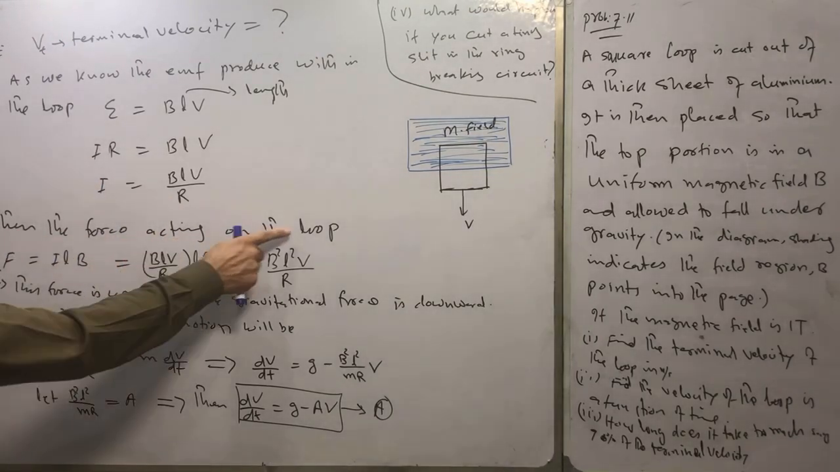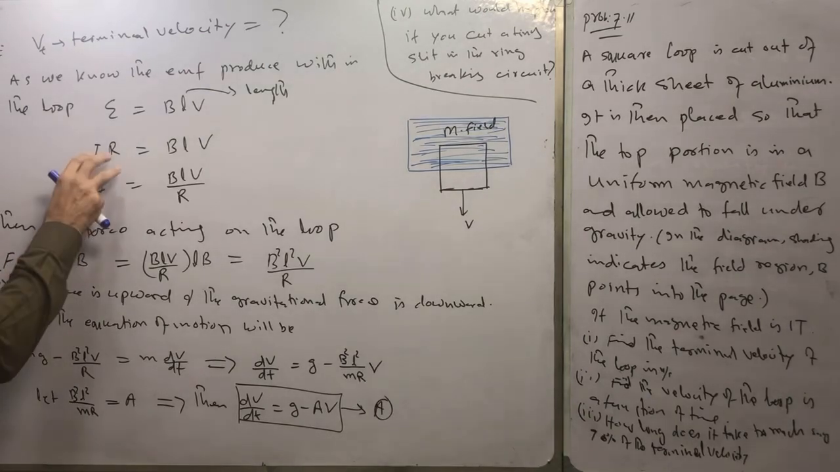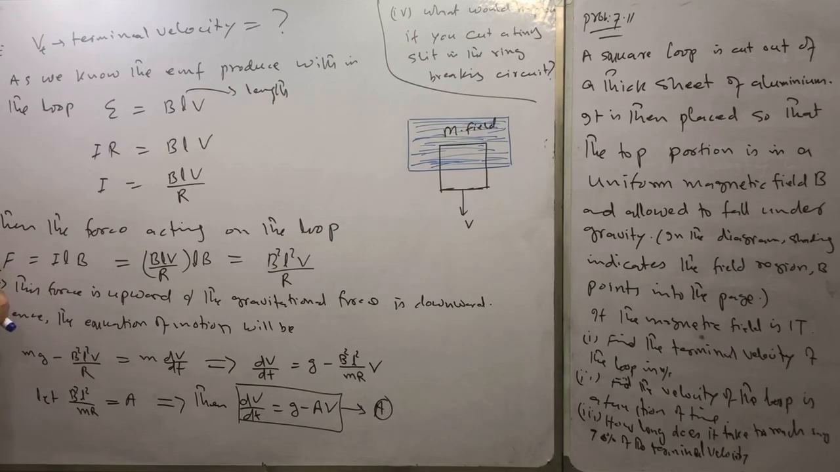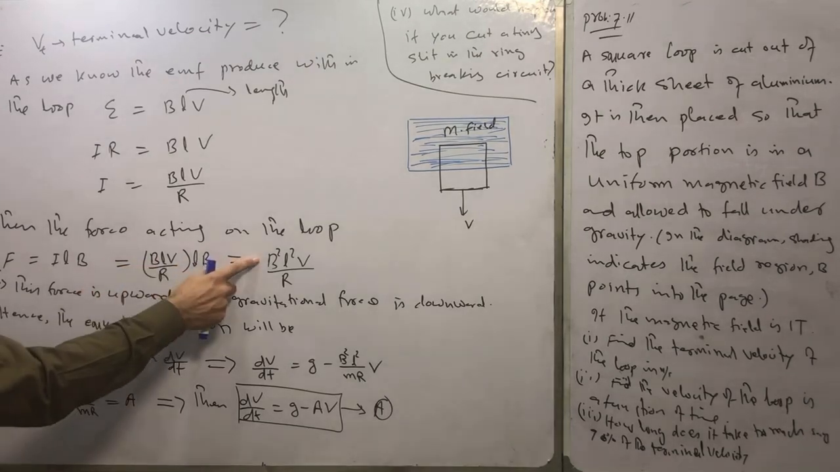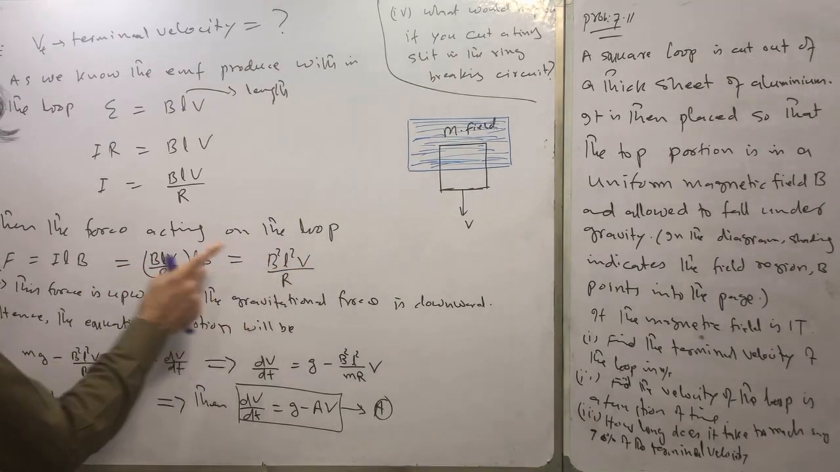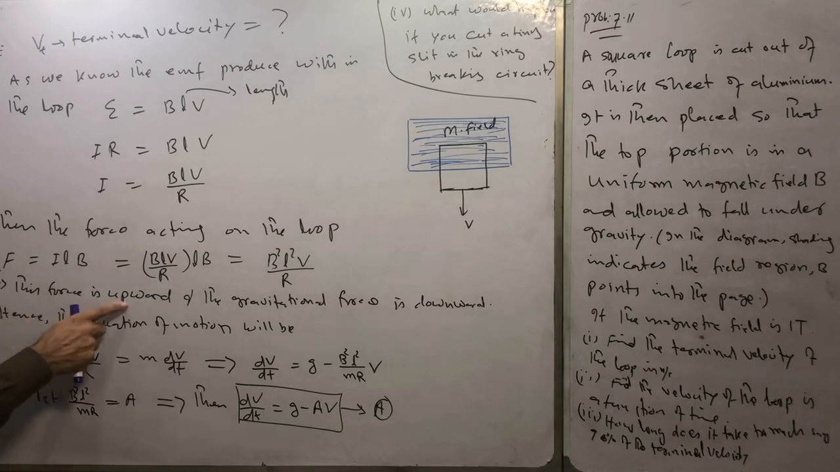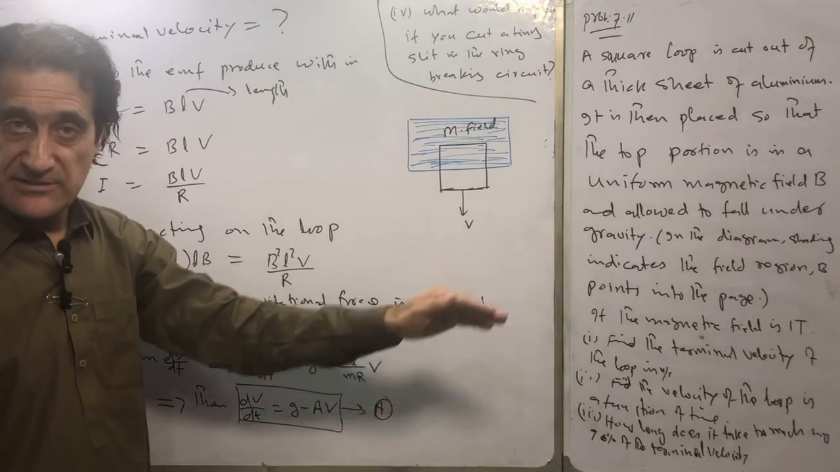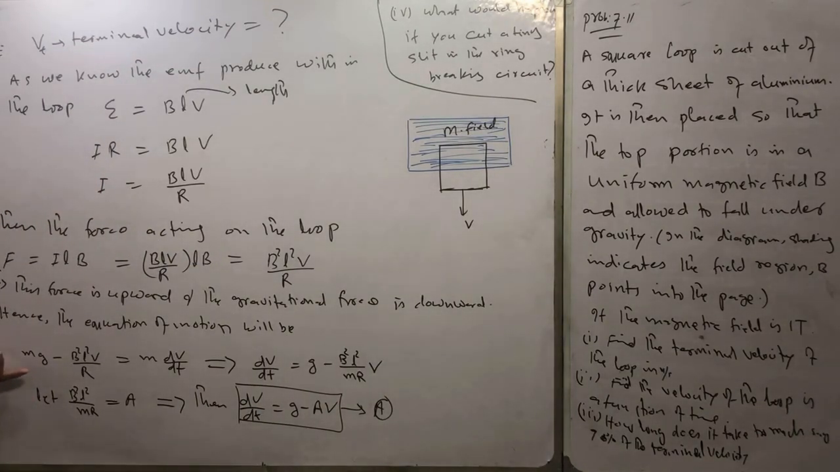Then what will be the force acting on this loop? We know from this expression that F is equal to ILB. We already calculated I, so putting the value here, we get B square L square V divided by R. And this force is in the upward direction, and the gravitational force is in the downward direction. Then we must write down the equation of motion. What will be the equation of motion?